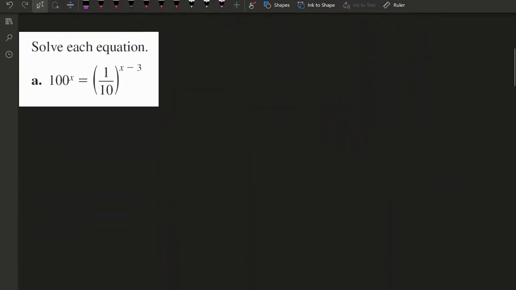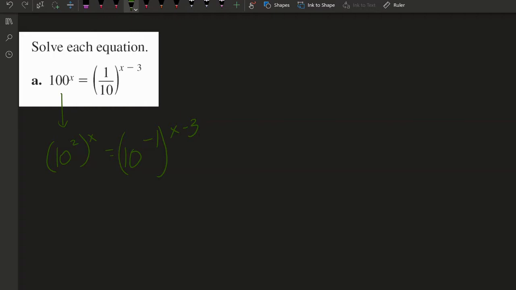So now in order to solve this, the equation does not have equal bases, but hopefully you can see here that they can be turned into the same base. So I know that 100 is 10 to the 2nd power. So I would just change that 100 to 10 to the 2nd power, to the x power, is equal to, now I know that 1/10 is 10 to the negative 1 power, and that is to the x minus 3.